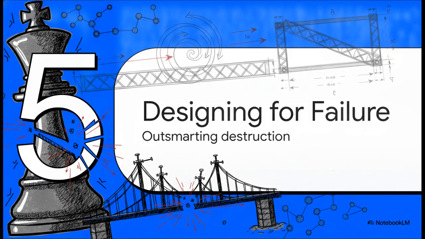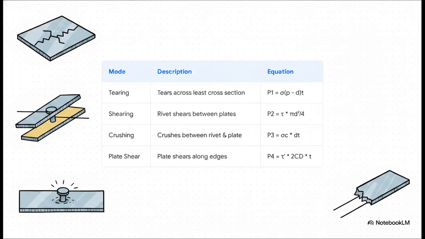And finally, Section 5, Designing Against Failure. Welcome to the climax of our structural journey, where we try to outsmart destruction. So, when a joint gets pulled apart by excessive force, it doesn't just fail randomly. It essentially has four distinct choices.